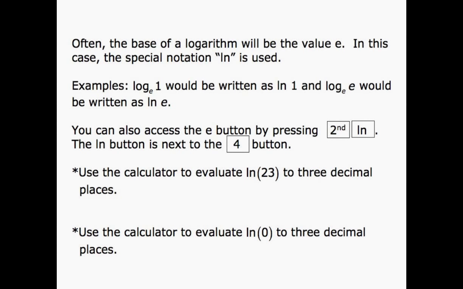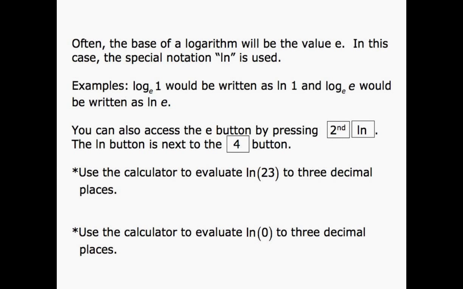You might recall from prior videos on logs that the base can be any positive number. Many times though, the base is going to be this new number e. And when that is the case, we're going to use a special notation, ln. ln stands for natural log, and it is used specifically in the case when the base is e.